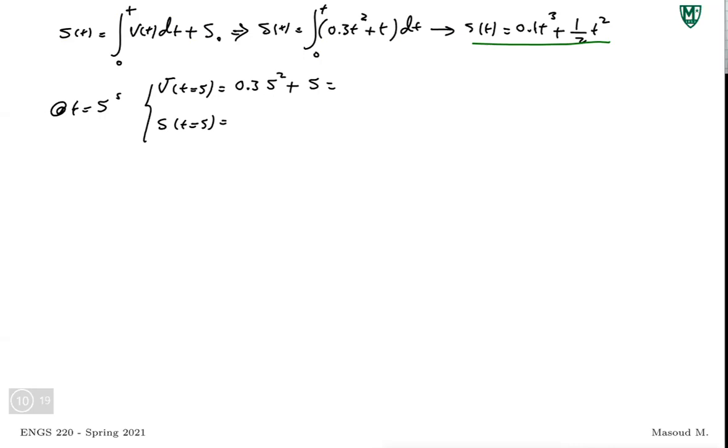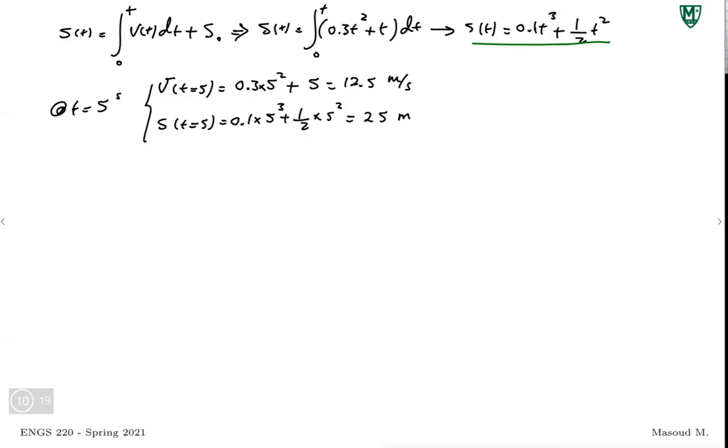And the displacement would be 0.1 times 5 cubed plus 1 over 2 times 5 squared. You'll get the numbers as, for the first one, 12.5 meters per second. And for the second one, putting everything together, I believe you'll get 25 meters: 12.5 from the first one, 12.5 from the second one, meters. Now, this was for the first part, acceleration as a function of time.